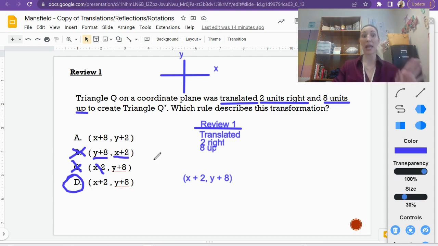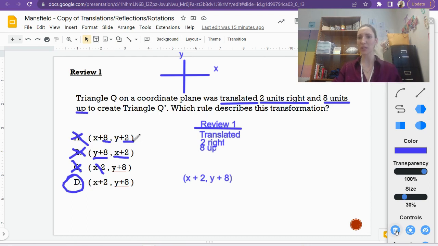Letter A. Well, the x is first, the y is second. Beautiful, perfect. But now they switched the numbers, right? Now they have x plus 8. It's not supposed to be x plus 8. It's x plus 2. The 8 goes with the y. So A is wrong because they switched the positions of the numbers. Sounds good? Are you ready for review number 2?